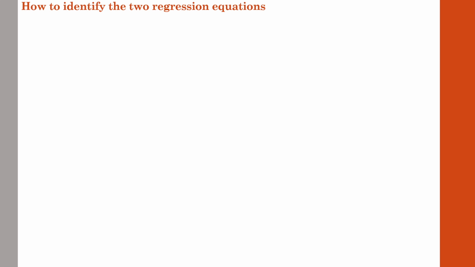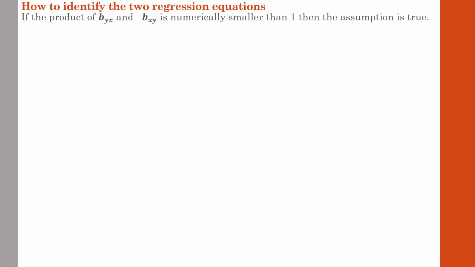Since it is based on assumption, you need to make sure whether the equations given in the problem come under the regression case. So let us deal with that part. How to identify two regression equations. If the product of byx and bxy is numerically smaller than 1, then the assumption is true. For example, if you are given two equations and we assume that the first equation is y on x and the second equation is x on y, we have learned a similar pattern at the beginning of this session.